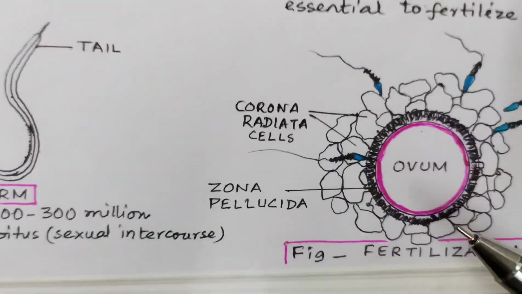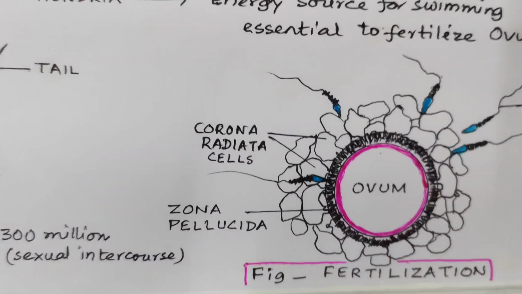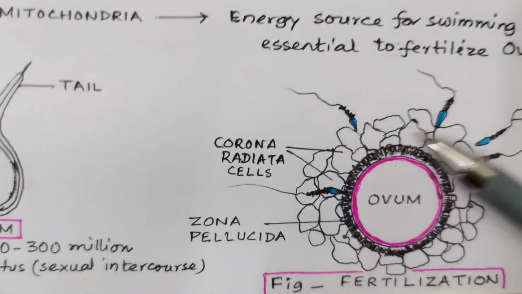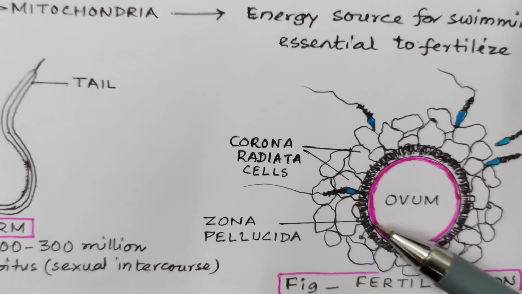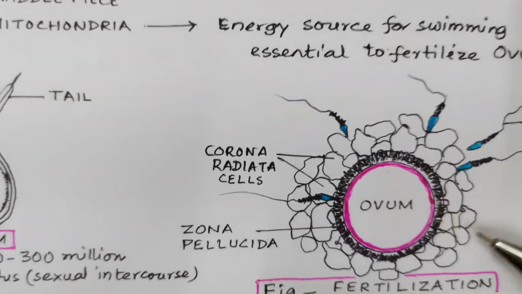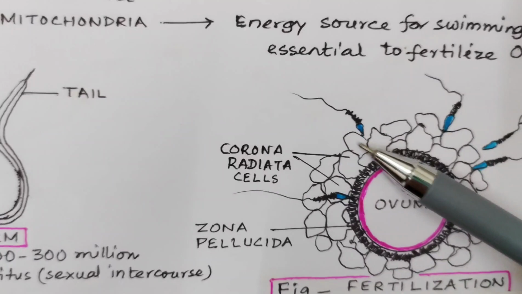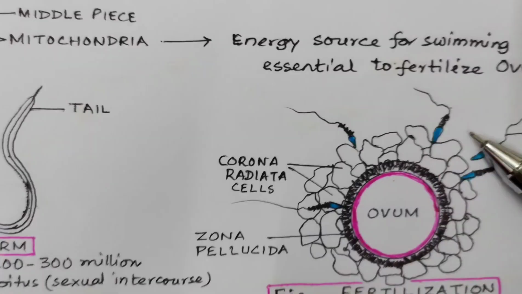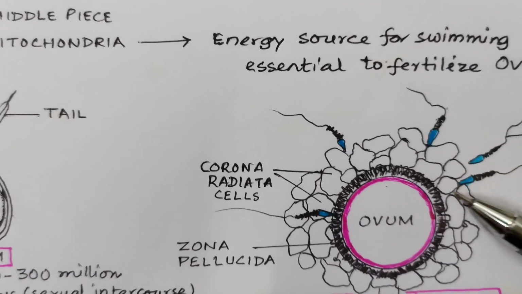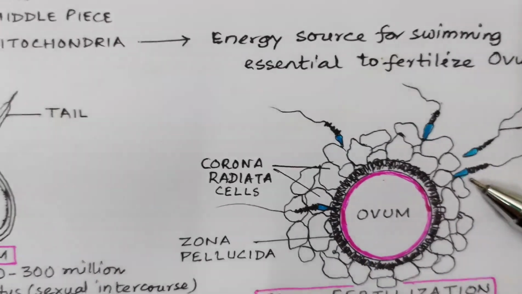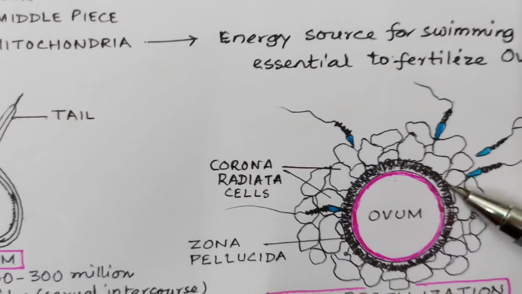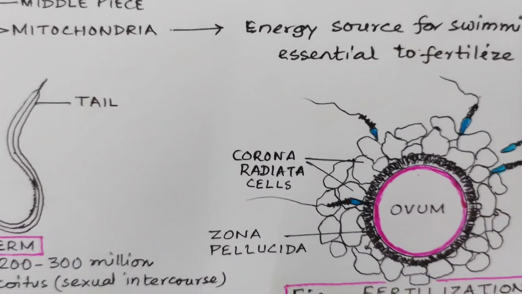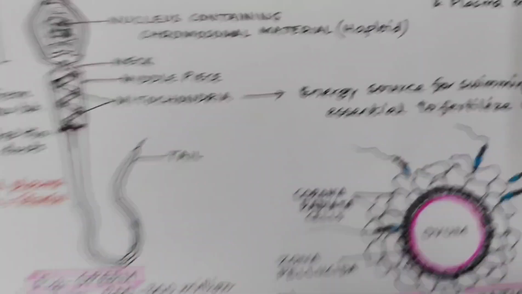Now this is the figure of fertilization. Here the ovum is there. The ovum has these membranes. This is the corona radiata, this is the zona pellucida. The sperm enters by giving out their acrosomal enzymes, which contain hyaluronidase, which dissolves the hyaluronic acid of the ovum membrane. So this is all about it.